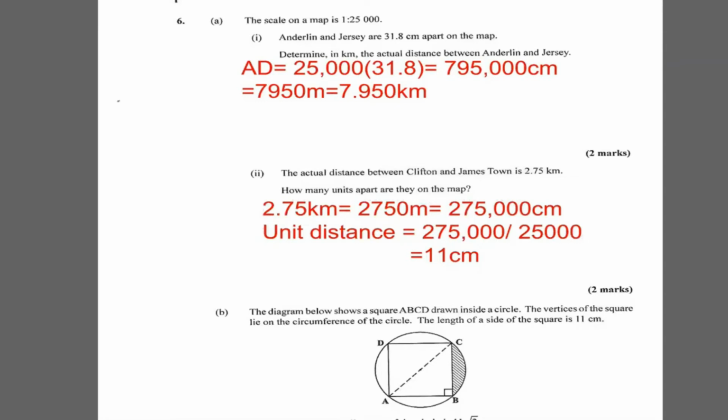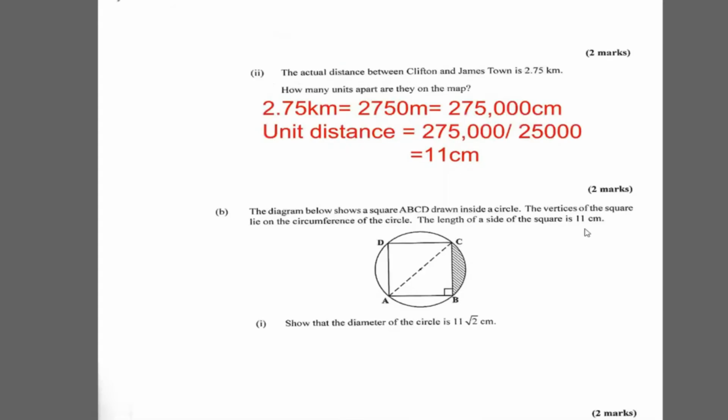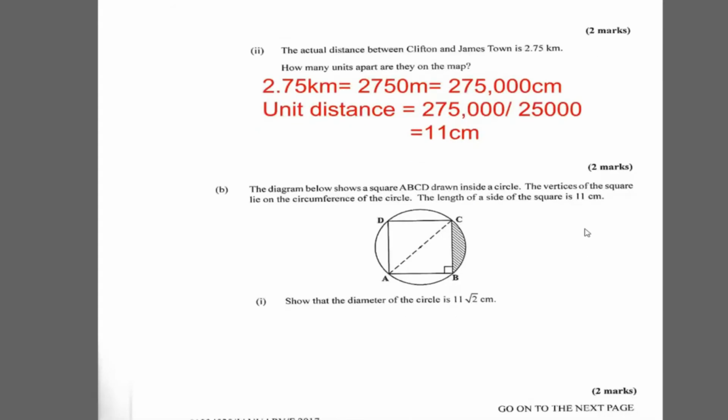All right. Now, part B. Part B says the diagram below shows a square ABCD drawn inside a circle. The vertices of the square lie on the circumference of the circle. The length of a side of the square is 11 centimeters. Show that the diameter is 11 root 2 centimeters.